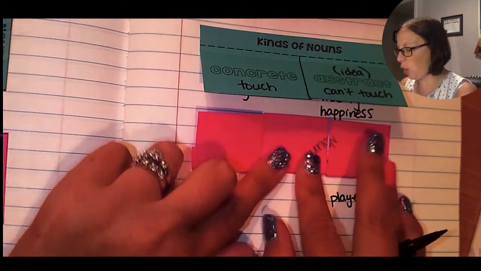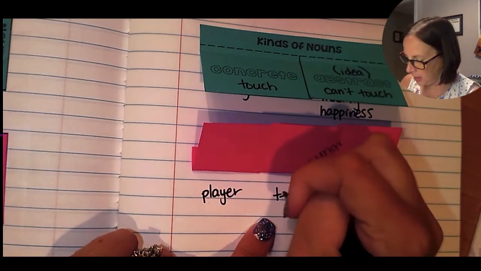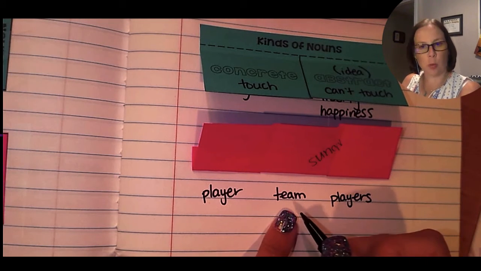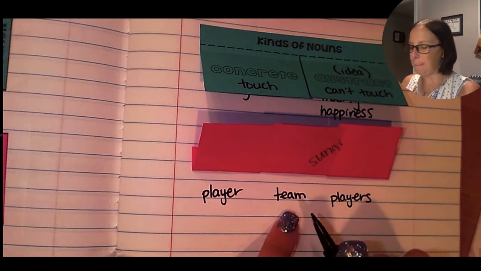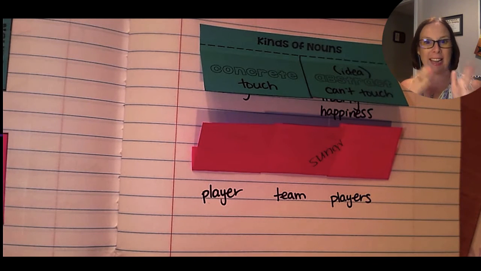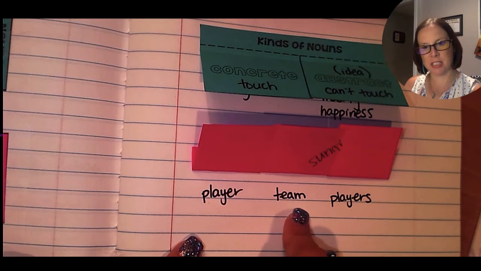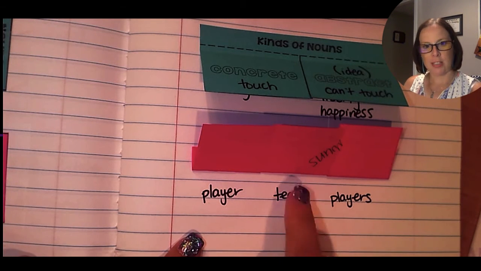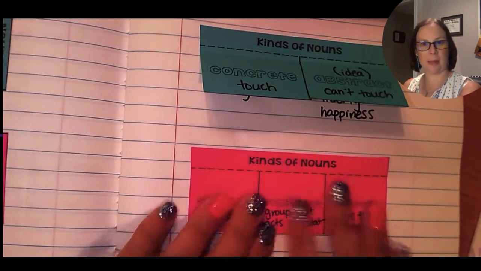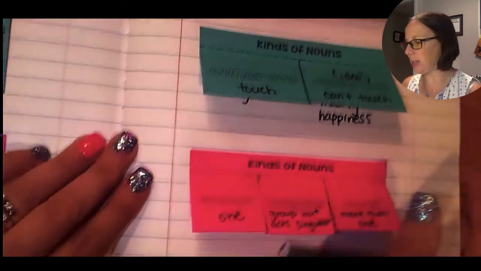If I put all those players together, they create a team. Okay? Technically, there's more than one person on a team, but the team acts as one thing. It's a team. Okay? Even though there's a bunch of people on it, the team is singular. Okay? So that's considered a collective noun. Hopefully that makes sense. Okay? So that is your different kinds of nouns. That's how you can classify them.